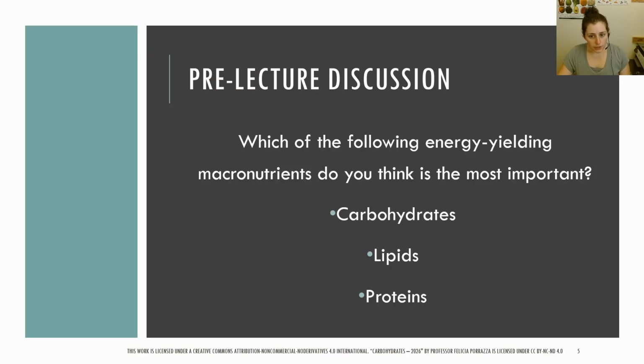Before we get into lecture, I want you to think of the following energy-yielding macronutrients: carbohydrates, lipids, or proteins. Which do you think is the most important? Kind of a trick question. There's not one most important energy-yielding macronutrient because carbohydrates, proteins, and fats each have unique and essential roles in the body. The ideal balance depends on an individual's health needs, activity level, goals, and overall dietary pattern. We will cover this more in this module.